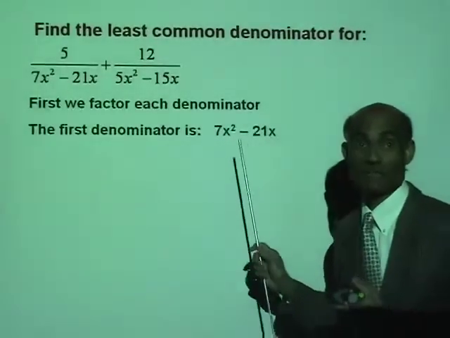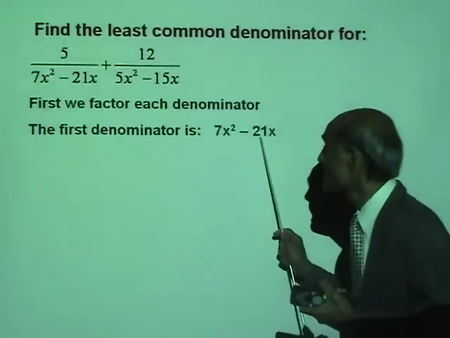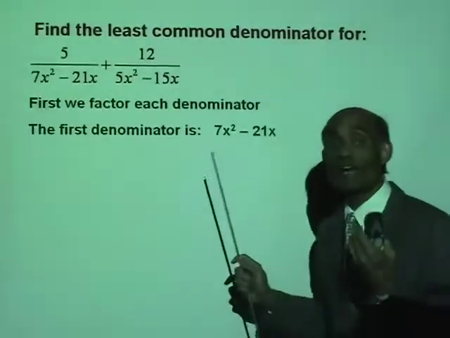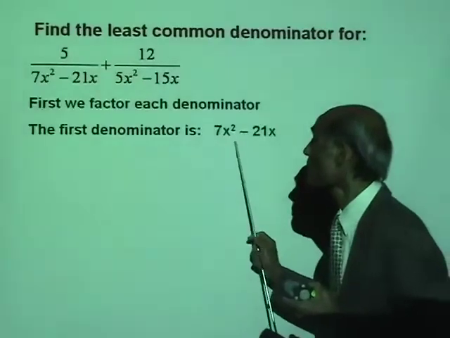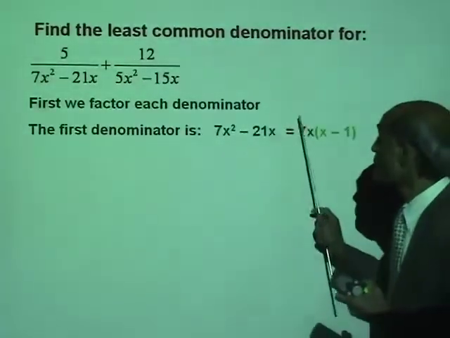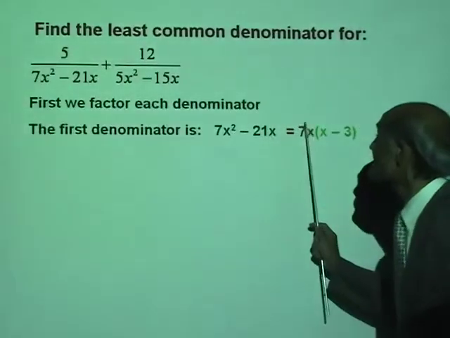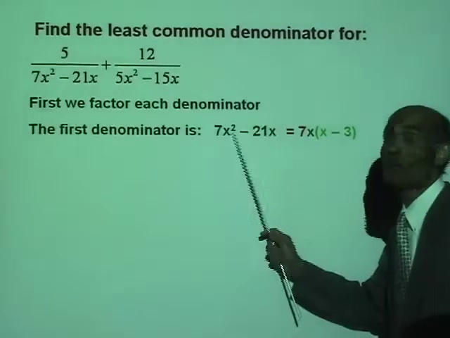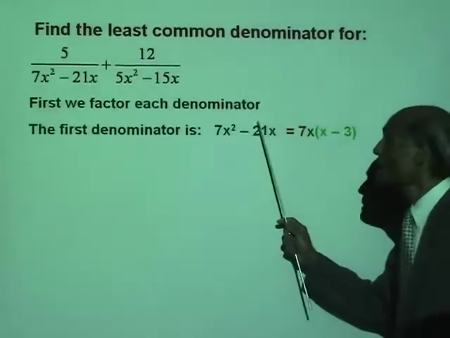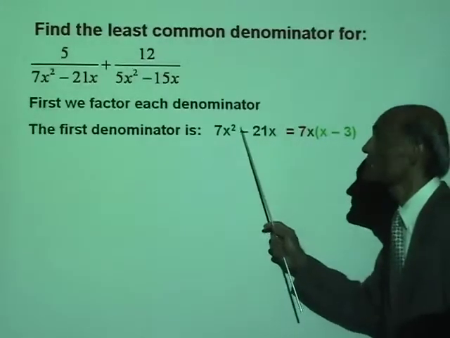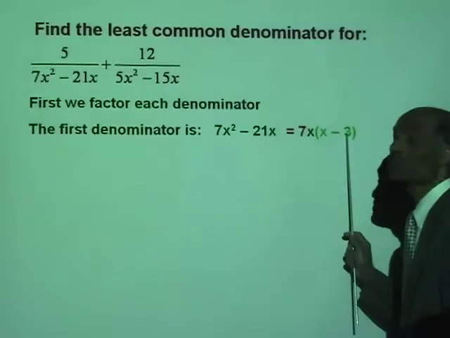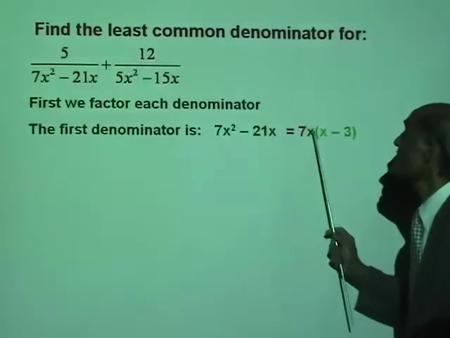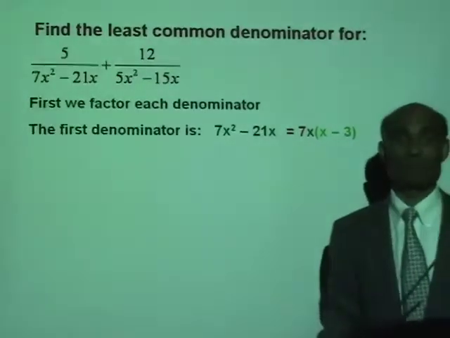Have you got it? Yes, look at the number. In 7 and 21, 7 is common. X squared and x, x is common. Therefore, the common factor is 7x. So we factor out 7x. When 7x is factored out from the first term, x is left there, and when 7x is factored out from negative 21x, you have a negative 3 left. So the factors of the first denominator is 7x times x minus 3.